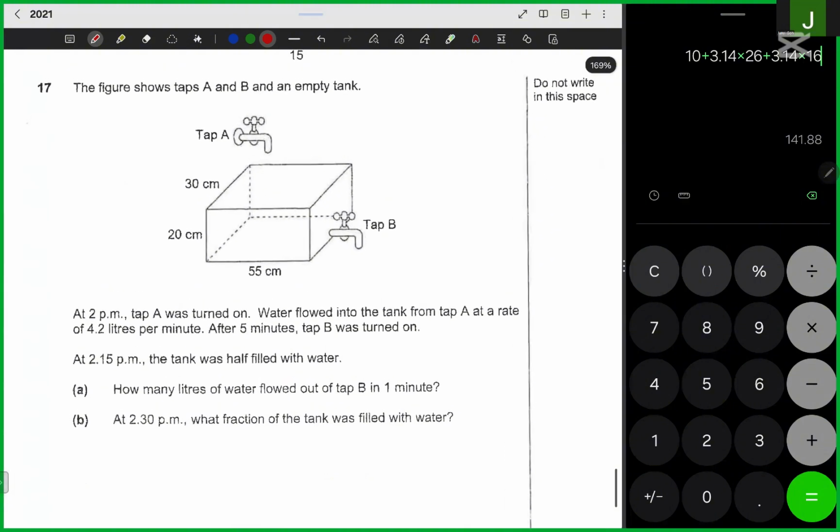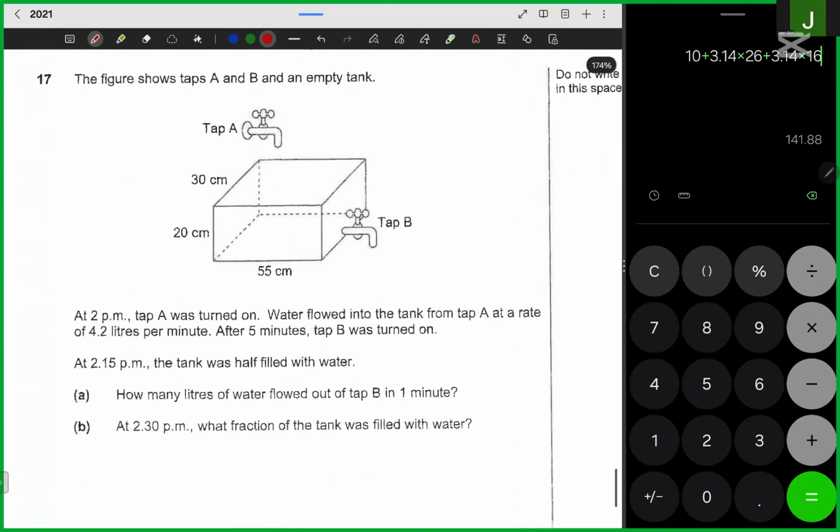Okay, the figure shows tap A and B and an empty tank. At 2 p.m., tap A was turned on. Water flowed into the tank from tap A at a rate of 4.2 liters per minute. After 5 minutes, tap B was turned on. At 2:15 p.m., the tank was half filled with water. How many liters of water flowed out of tap B in 1 minute? At 2:30, what fraction of the tank was filled with water?